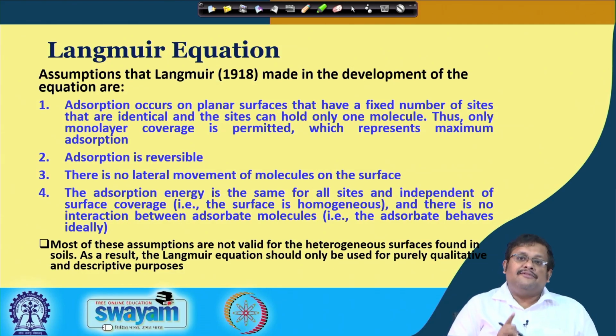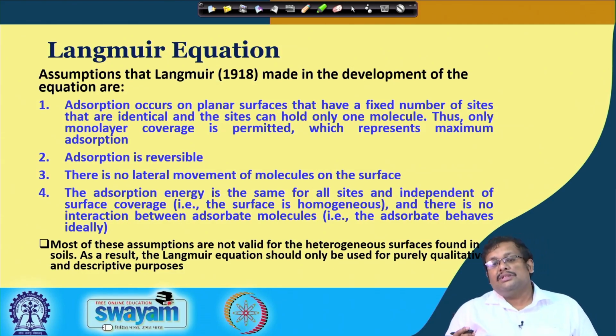While discussing the basic forms of adsorption isotherms, we discussed the L type of isotherm, the Langmuir isotherm, and I told you that it is basically for monolayer adsorption. So, this is one of the basic assumptions. It is a monolayer assumption. Thus, only monolayer coverage is permitted, which represents the maximum adsorption.